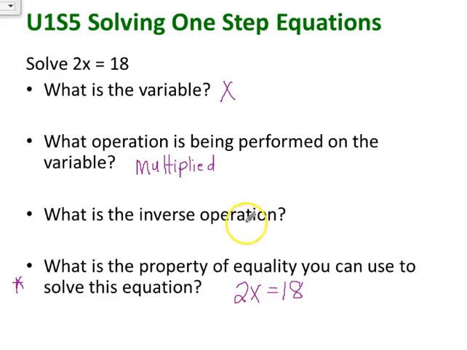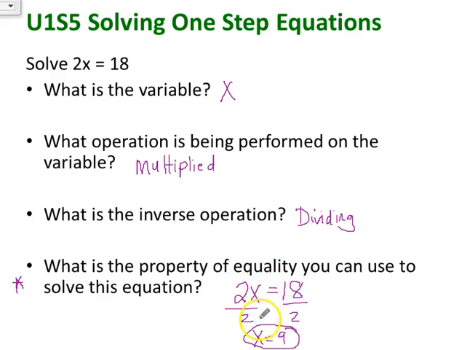So what's the inverse operation? What's the opposite of multiplying? It's dividing. The opposite of multiplying is dividing. So we're going to divide each side by 2 to solve, and we get x equals 18 divided by 2, which is 9.